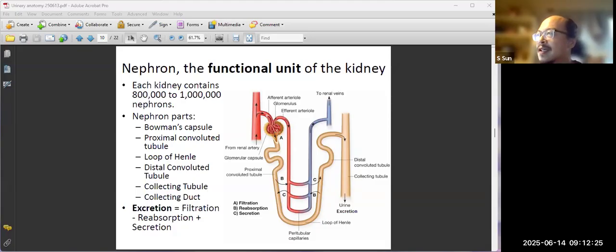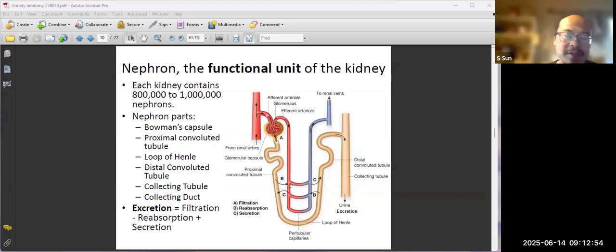So let's look into the nephron. That is the functional unit of the kidney, and its function basically involves filtration. That is a key thing. When we examine kidney function, we basically examine the filtration rate. But it does other things too. It does reabsorption and secretion.